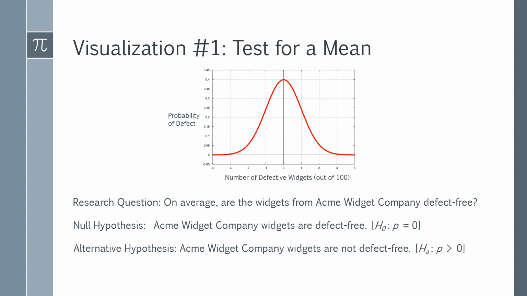The first visualization is test for mean. We're exploring the research question, on average, are the widgets from Acme Widget Company defect-free? Thus, our null hypothesis becomes Acme Widget Company widgets are defect-free and is notated as probability of zero defects equals 0. Conversely, the alternative hypothesis is the Acme Widget Company widgets are not defect-free, notated as probability greater than 0.